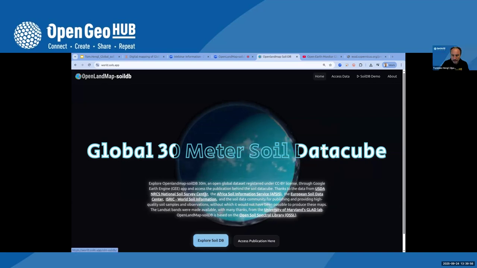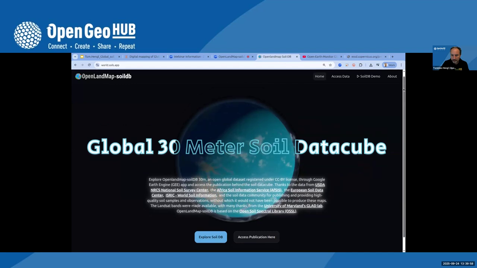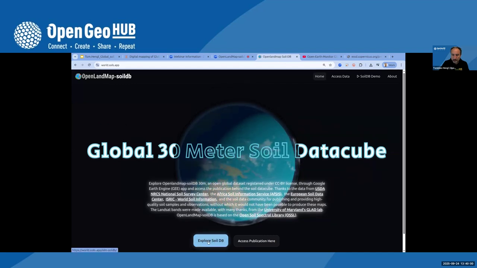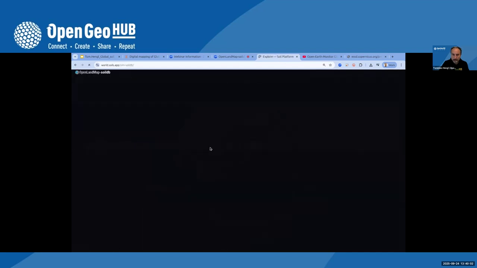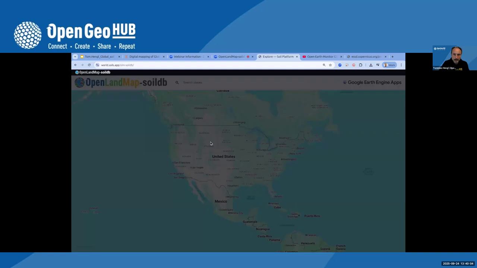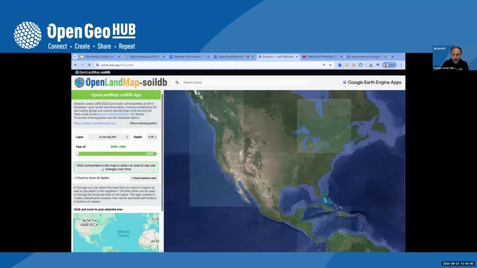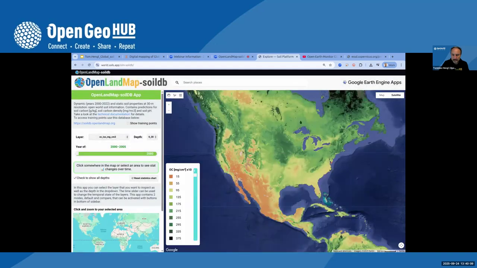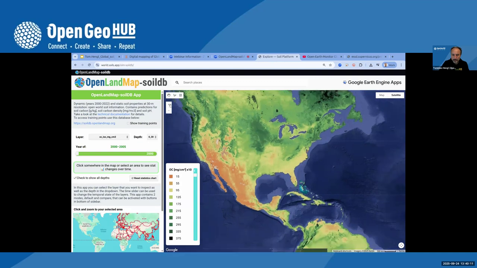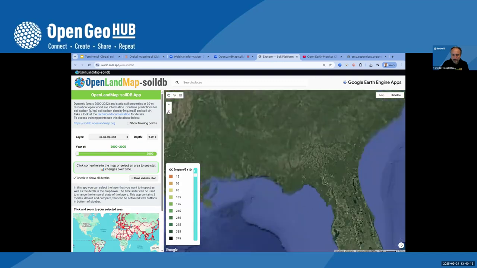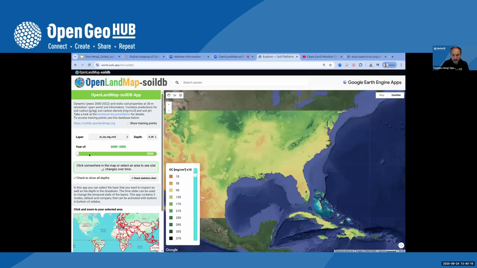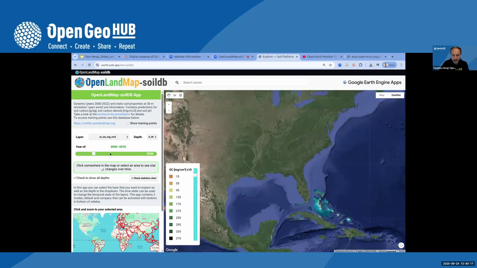Yes. Okay. So when you land on the page, you have just general information. Then I click on the Explore SoilDB, and so what you see here is now the app. So all these layers are exposed, so you can zoom in and zoom out, and you can see it's a space-time data set, so you can see the changes in soil carbon through time.